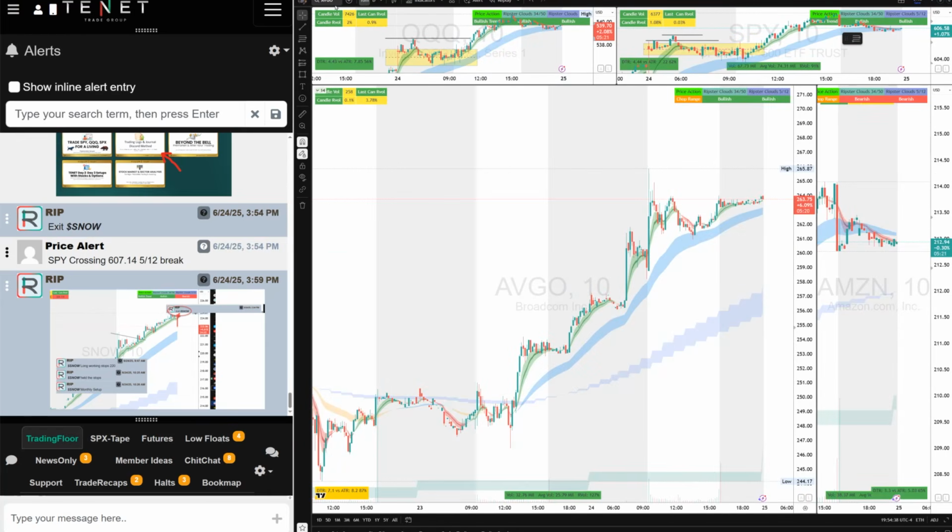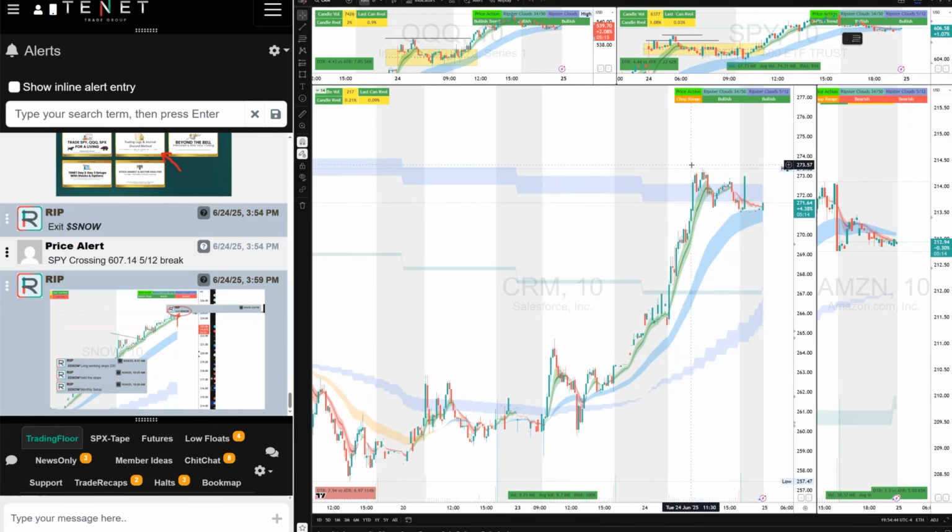AVGO was okay, not as good as other names, but if you look at CRM, it went from the MTF to the MTF. What was it? MTF magnet setup. You long here and take it to the next MTF. How many times have we talked about this MTF magnet setup, guys? Another repeatable setup. I didn't really guide much. Most of my traders took the pre-market planning and took that from there and nailed it.